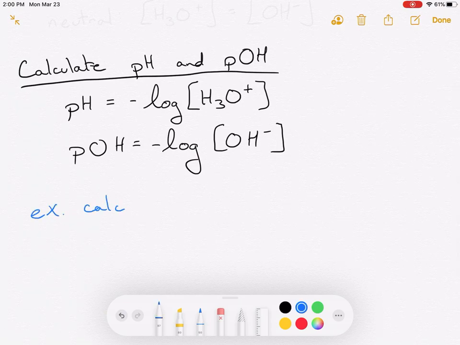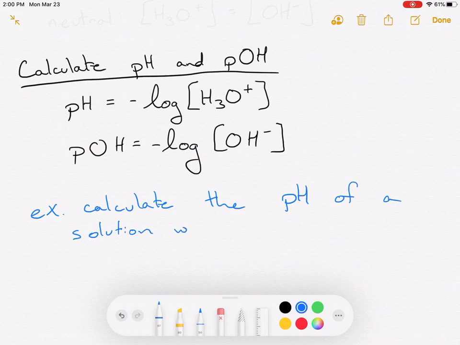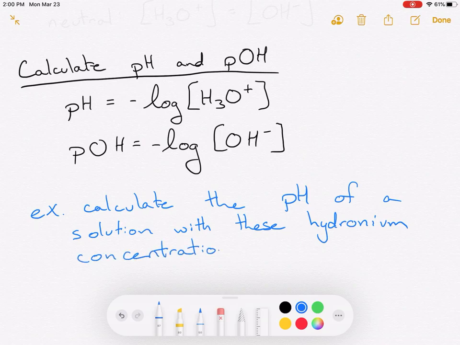All right, let's do a couple examples under here. For example, if I ask you to calculate the pH of a solution with these hydronium concentrations.